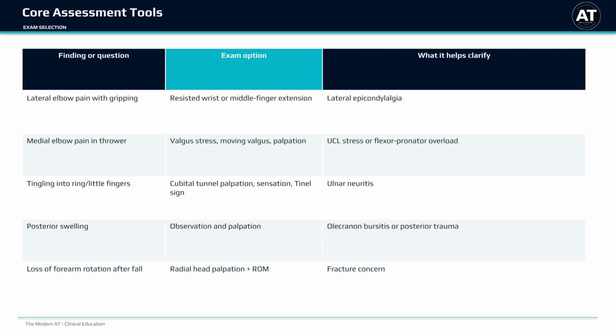Choose exam tools based on the clinical question. Lateral pain with gripping fits resisted wrist extension, resisted middle finger extension, and extensor origin palpation. Medial pain in a thrower requires UCL palpation, valgus stress assessment, moving valgus stress testing when appropriate, and workload history.